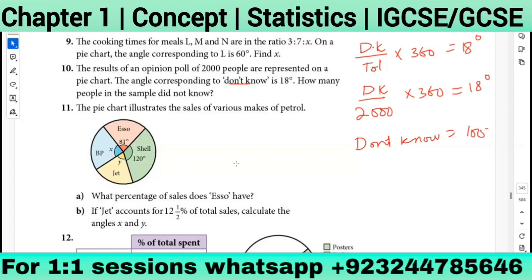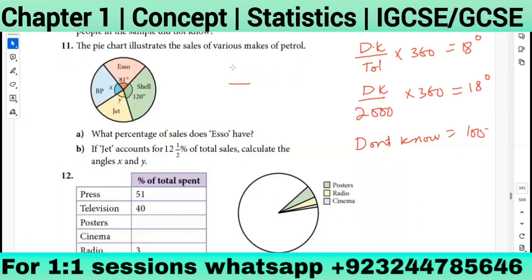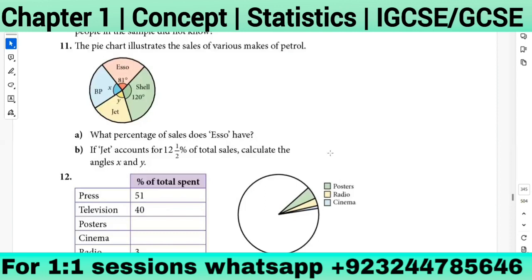Okay, the pie chart illustrates the sales of various makes of petrol: ESO, BP, Jet, Shell. What percentage of sales does ESO have? We are on question number 11. The pie chart illustrates the sales of the various makes of the petrol. What percentage of sales does ESO have? So you have to calculate for ESO. It's 81 degrees and you have to calculate the percentage that ESO makes.